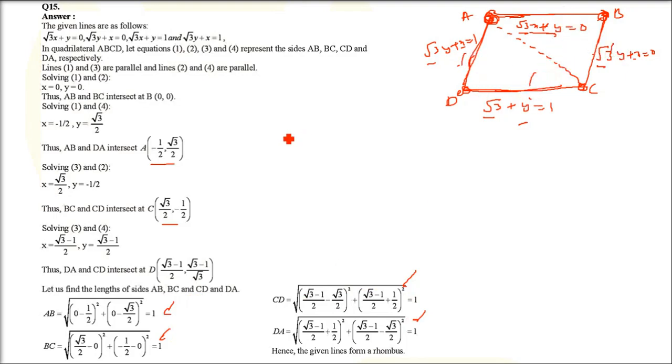In a rhombus, the opposite sides are parallel and all the sides are equal. This length, this length, this length, this length: the four lengths are equal and the opposite sides are parallel also. That is the sign that this is a rhombus. This is what you have to prove for this figure to be a rhombus.